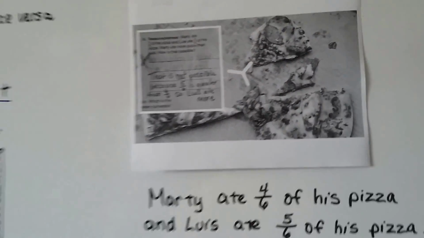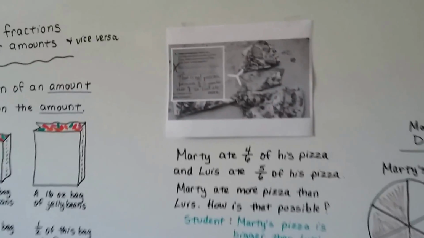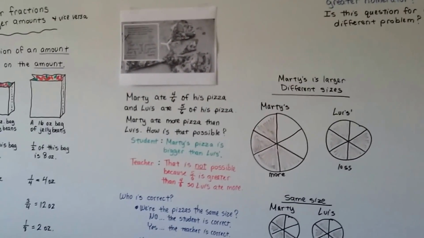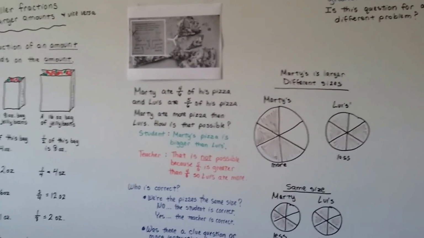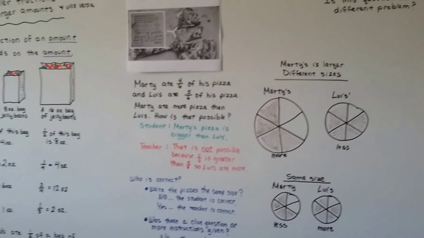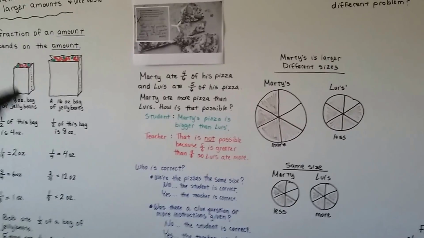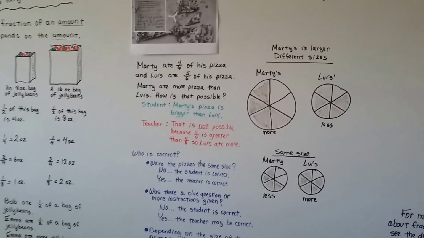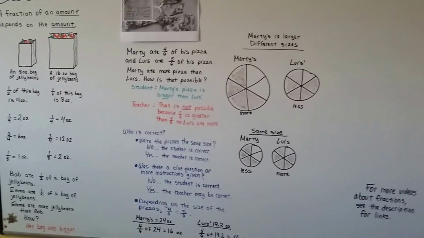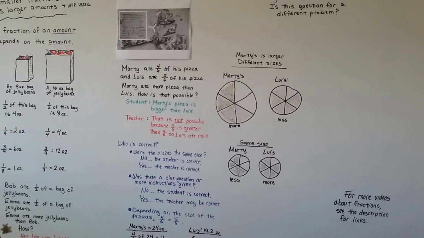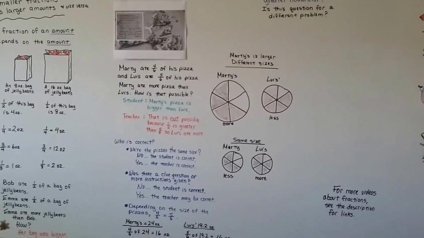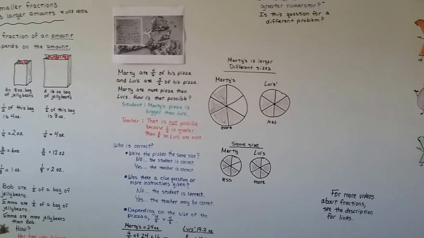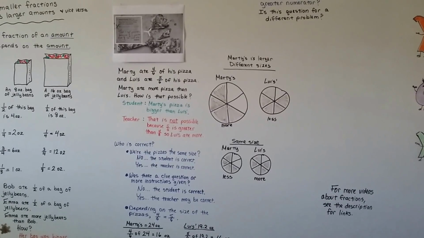So sometimes we're stuck with poorly written questions, but you now know that just because a fraction is smaller doesn't mean it's a smaller amount. It depends on how much the amount is. It depends on the size of the bag of jelly beans or the size of the pizzas. All right? Got to compare apples to apples. You have to compare the exact same sizes to know if a fraction is larger or smaller. Okay?